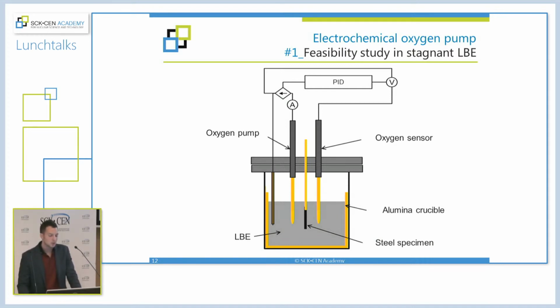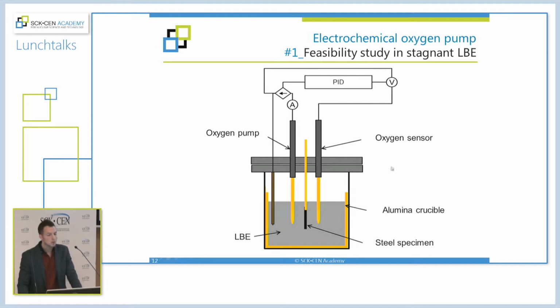And what did we do? We wanted to control oxygen. And to do that, we need an oxygen sensor that is actually measuring the oxygen concentration. How does it do that? By measuring a difference of potential. Then we have a controller, the PID controller. And the PID controller is actually acting on the oxygen pump.